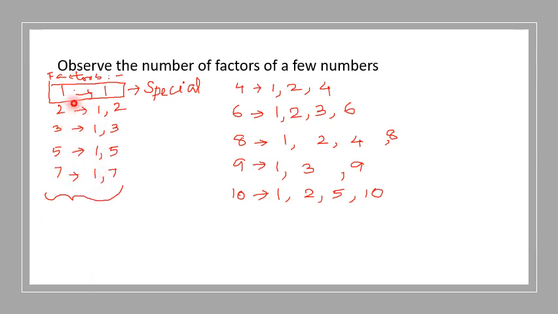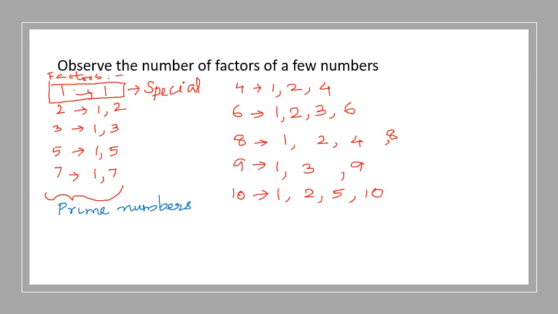See here, 1 is a factor. Any number you take, 1 is a factor. Then any number you take, the number itself is a factor. 2, 2 is a factor. 3, 3 is a factor. 5, 5 is a factor. 8, 8 is a factor. So in this group where I have written, there are only two factors: 1 and the number itself. Such numbers where we have only 1 and the number itself, we call them prime numbers. That is, in these cases you have only 1 and the number itself as factors. So we call these prime numbers.